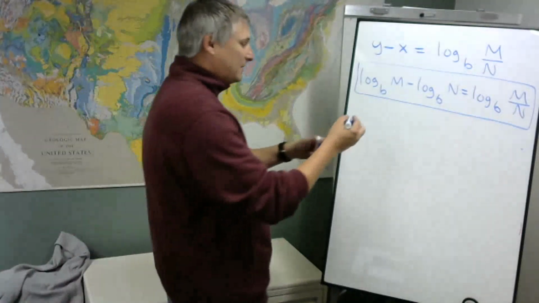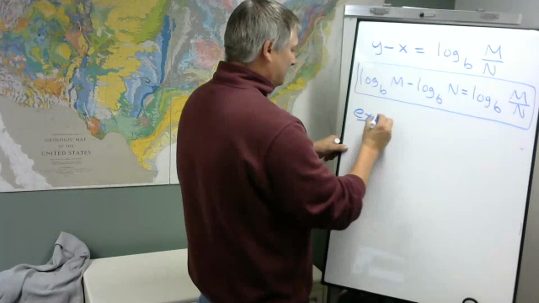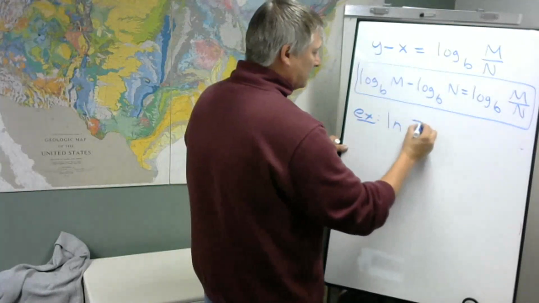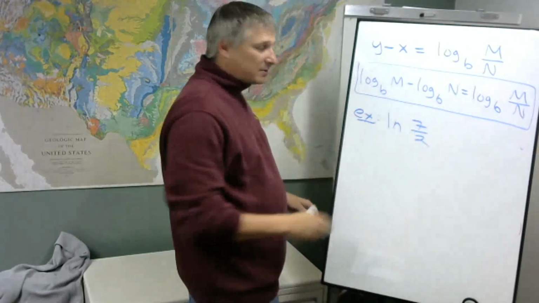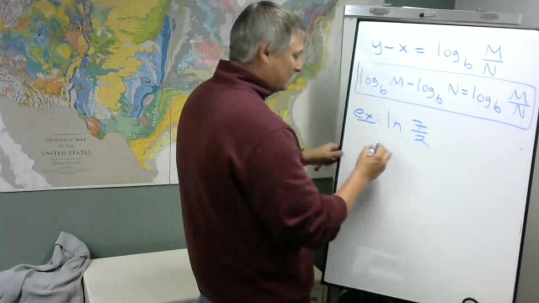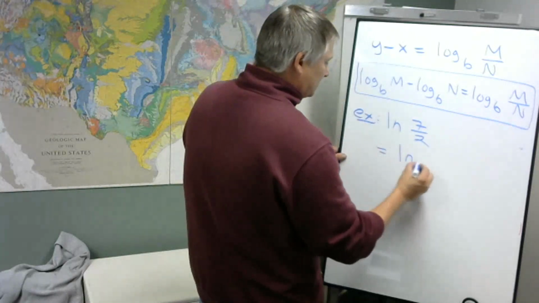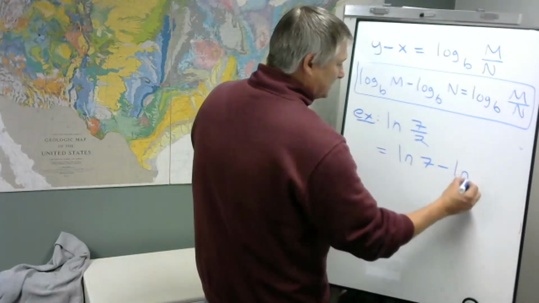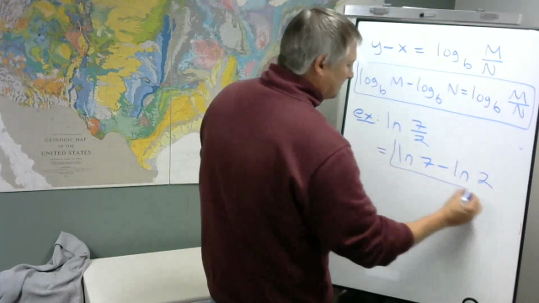So for example, if we have something like this, say natural log of 7/2. Now remember, this is log base e. We can rewrite this as natural log of 7 minus the natural log of 2.